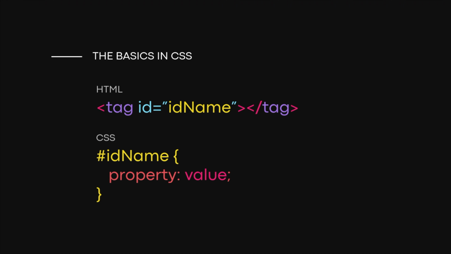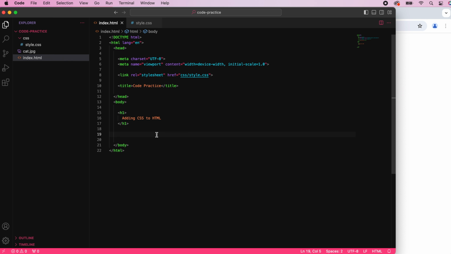We target ID selectors in the CSS syntax by using a hash symbol followed by the ID's name, curly brackets, and the styling for that ID. Let's put this into practice by going to our HTML file and adding 3 sections using the section HTML tag. Let's give the third section an ID name of section-3.